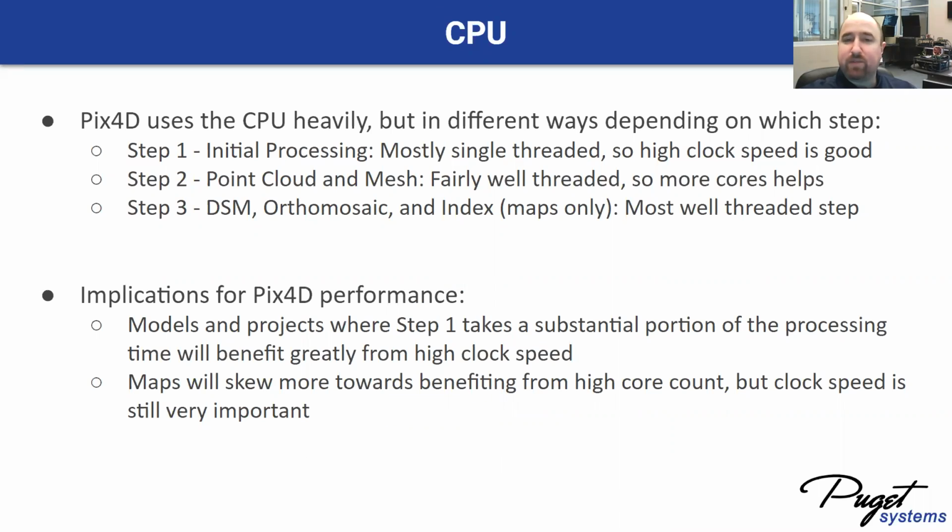And again, some specific implications there: if you have specific projects where step one is for some reason an abnormally large percentage of the overall processing time, those will tend to do better on things that are just high clock speed without so much core count. Maps, again, with that additional third step, will skew more towards benefiting from high core count, but clock speed is still important, like we saw with the 28-core Xeons. Tons of cores, but they're kind of slow per core, ends up not being fast overall compared to much less expensive processors.